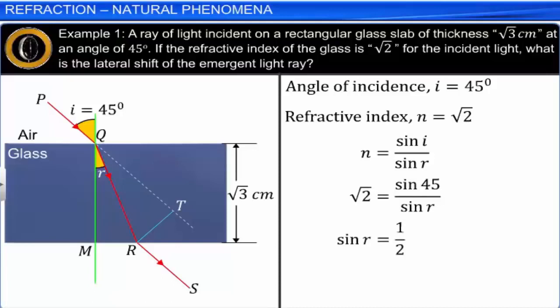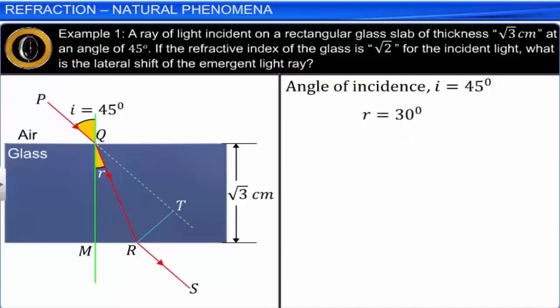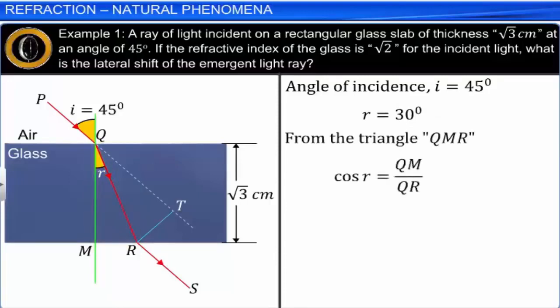From the triangle QMR, cos R is equal to QM by QR. But QM is the thickness of the glass slab and is equal to √3 units. On substituting these values and on further simplification, we get QR is equal to 2 centimeters.